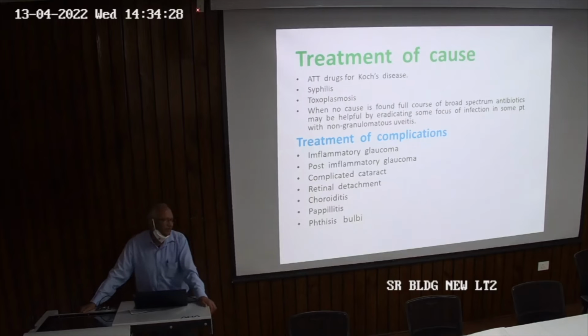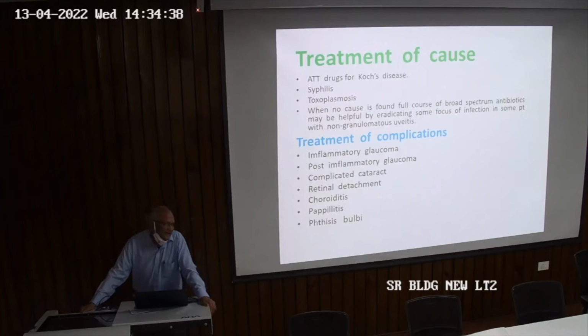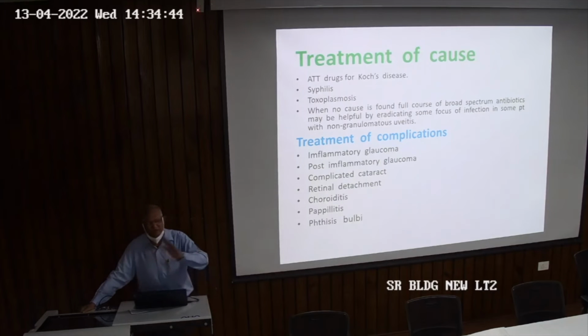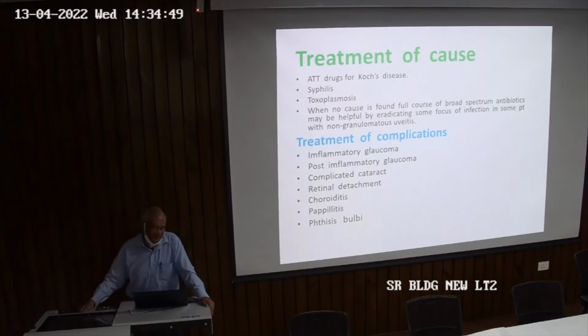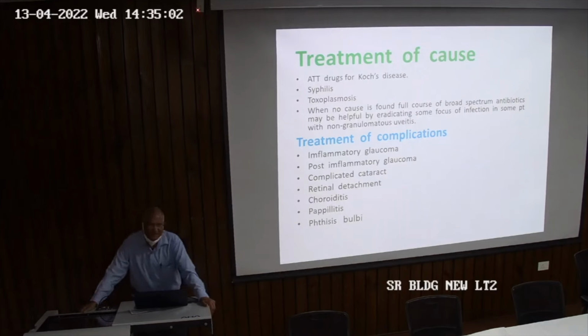Then lastly comes the treatment of complications. The same thing we have discussed last time. Inflammatory glaucoma, synechiae formation. Post-inflammatory glaucoma, complicated cataract, treat like cataract formation. Retinal detachment is managed with a retinal surgeon, laser, buckling or vitrectomy. Choroiditis, same thing. Papillitis, steroids are indicated. Phthisis bulbi, with no cause, and many times it is painful. We remove that cause. That is the treatment of this part.